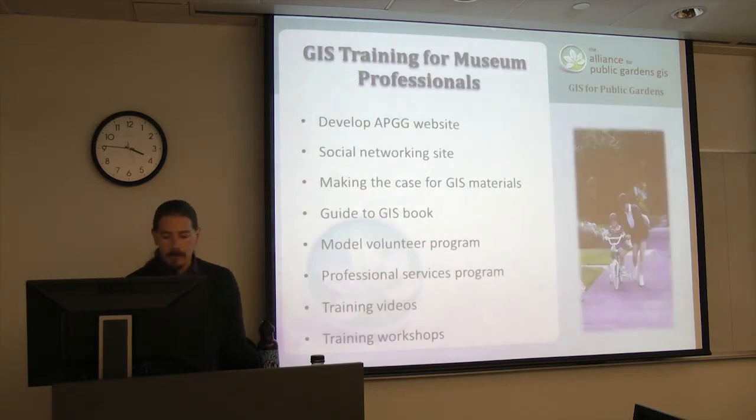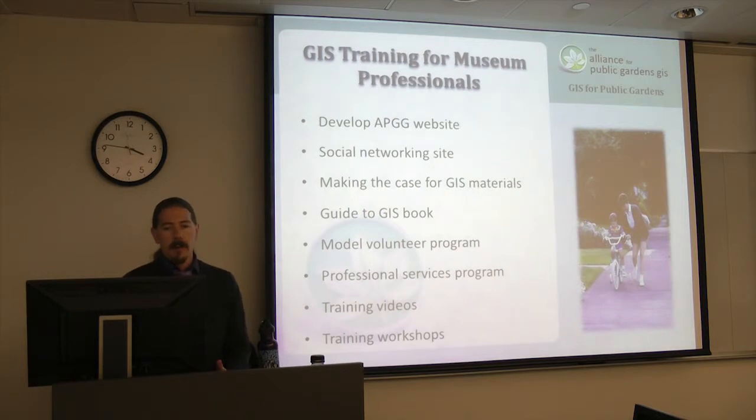So we'll talk just briefly about this grant program that we have at the UC Davis Arboretum. It's not a grant program, but a grant we actually received. And this grant is basically to develop a lot of GIS training resources for museum professionals, or public gardens in particular. So that grant's helping us fund to develop the Alliance for Public Gardens GIS website. It's helping us build the social networks that I was just talking about for us to be able to connect with you guys and deliver information.